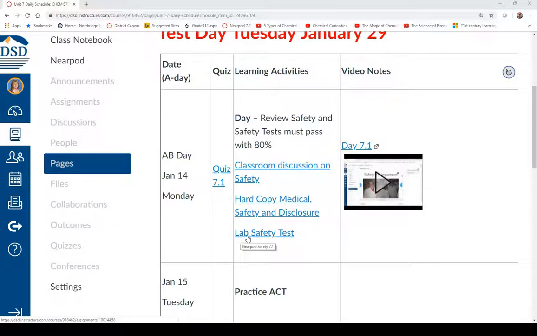And then that's where I'm going to put your score. Lab safety test: if you didn't get 10 out of 10 and you want to keep taking it, you can keep taking it until you get 10 out of 10, okay? And I'll keep grading it.